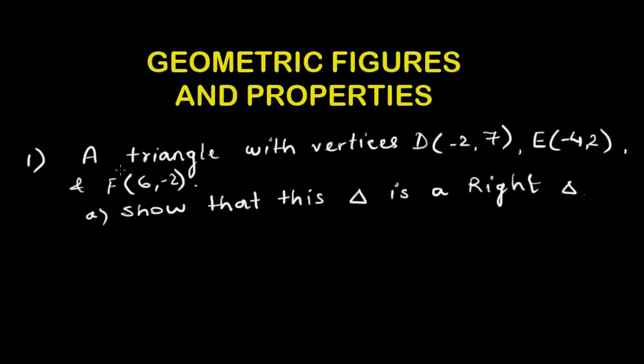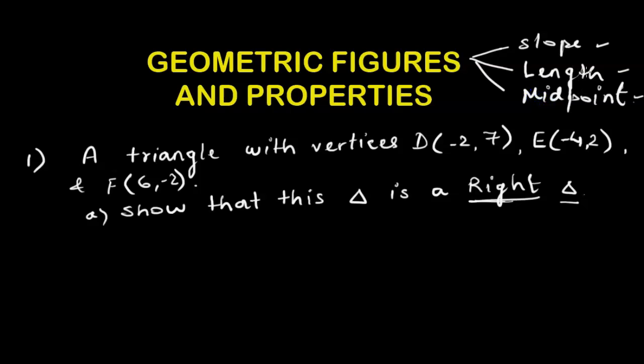Let's say the first example is when we are given a triangle with vertices D, E and F. We have to show that this triangle is a right triangle. We know a right triangle means the triangle contains one of the angles as 90 degrees. So now we have to relate that 90-degree angle to which of the three formulas, because this is the application of the slope, length and midpoint formulas. Which formula is applicable to prove which property? That is what we have to decide, and then use the formula to prove the question.